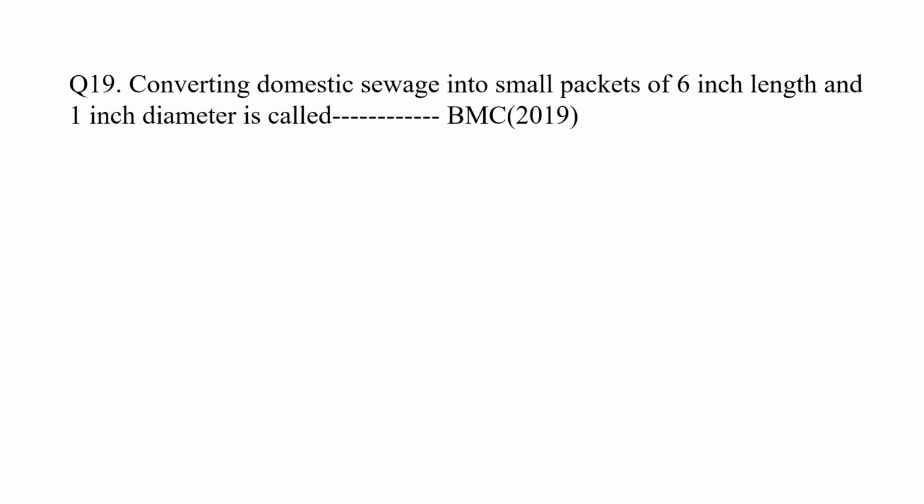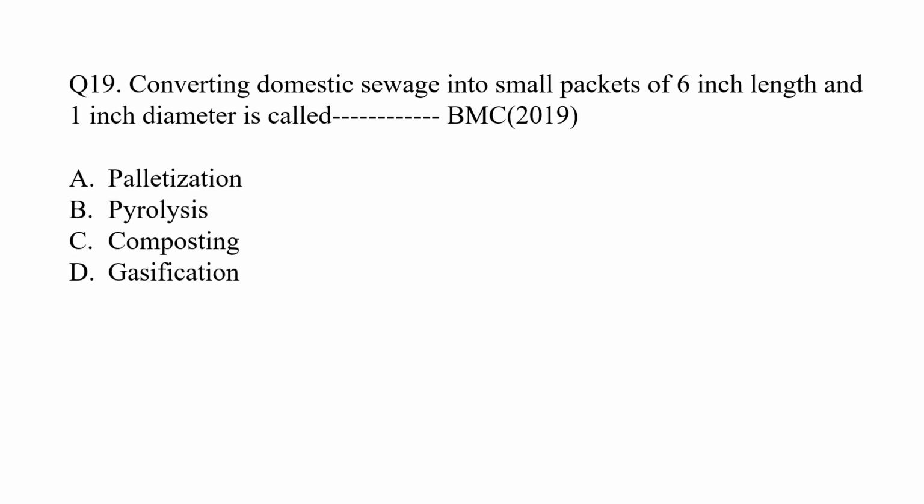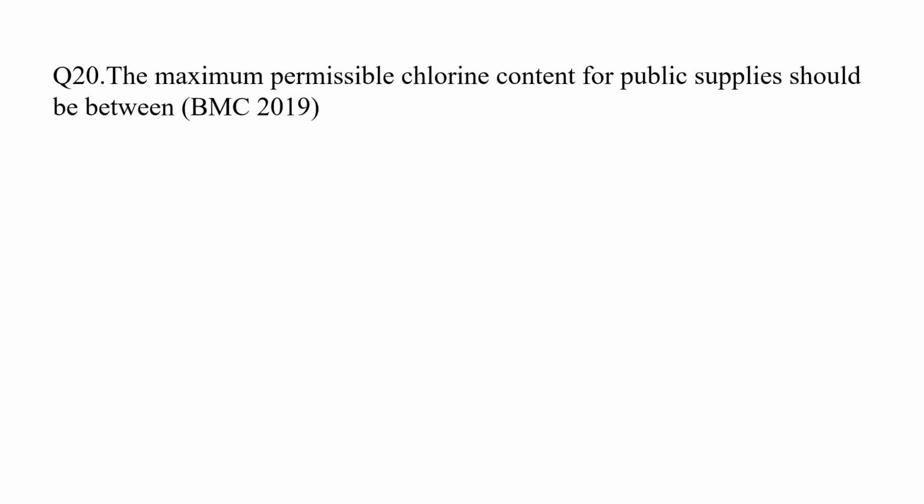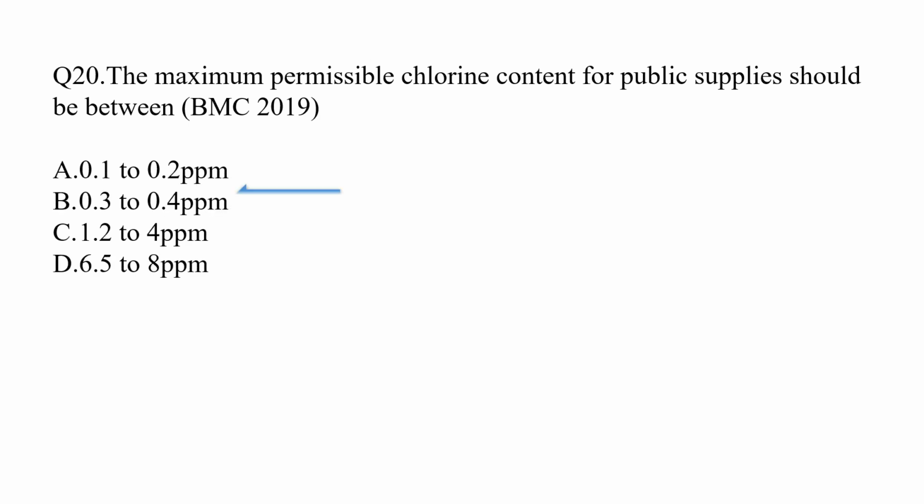Next question: converting domestic sewage into small packets of 6-inch length and 1-inch diameter is called palletization. Then next, the maximum permissible chlorine content for public supplies should be between 0.1 to 0.2 ppm, parts per million, for the permissible chlorine content.